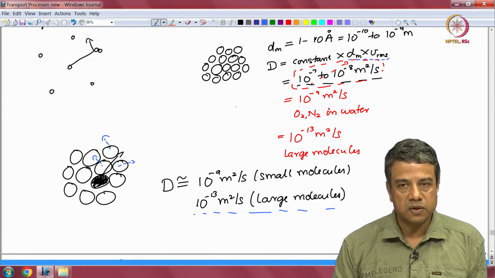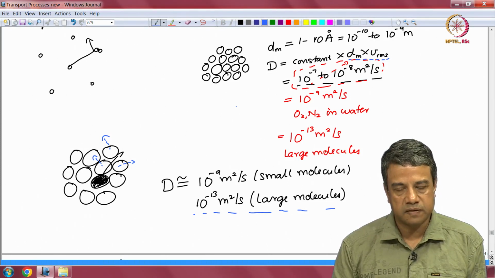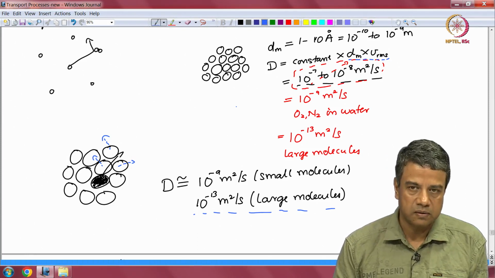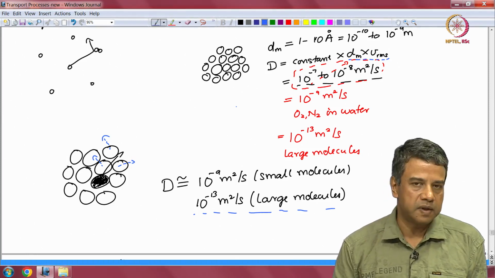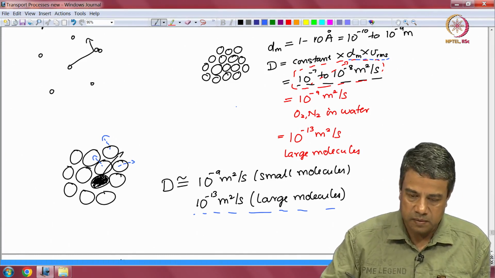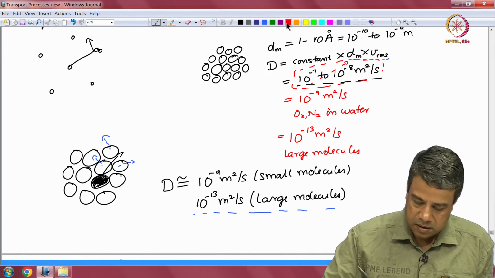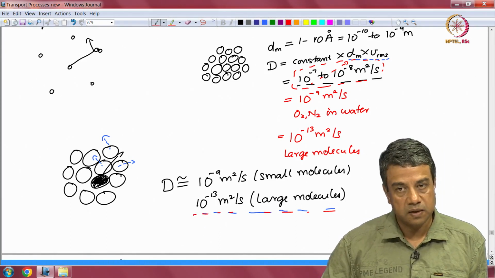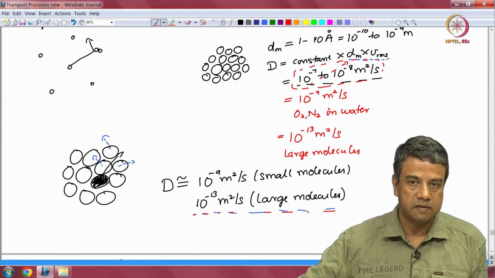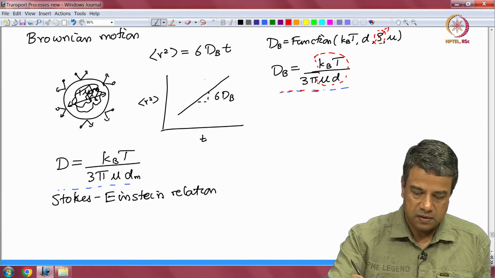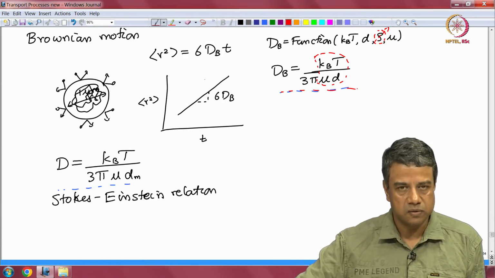And this cooperative motion is a very rare event, and because of this the diffusion coefficient is lower than what you would expect based upon the mean free path and the molecular diameter. The estimates that I had given you were 10 power minus 9 meter square per second for small molecules, down to 10 power minus 13 meter square per second for large molecules. And we had also discussed the calculation of the Brownian diffusivity using the Stokes-Einstein relation.